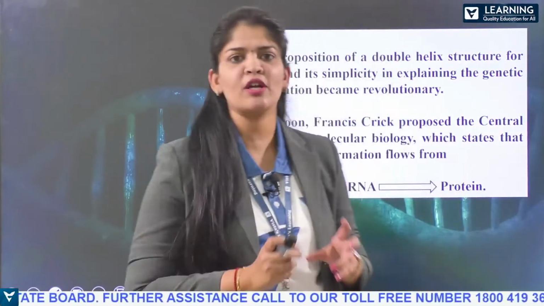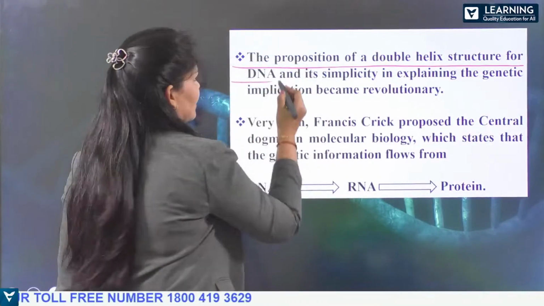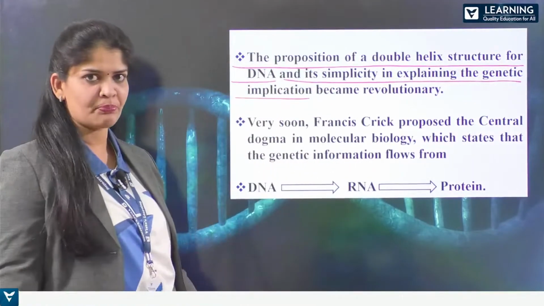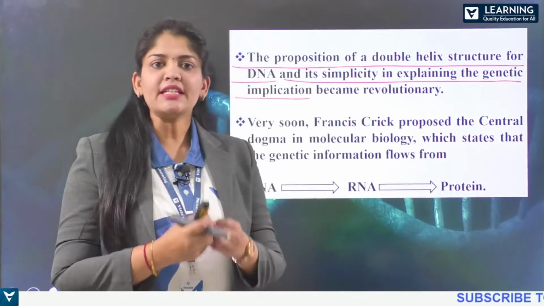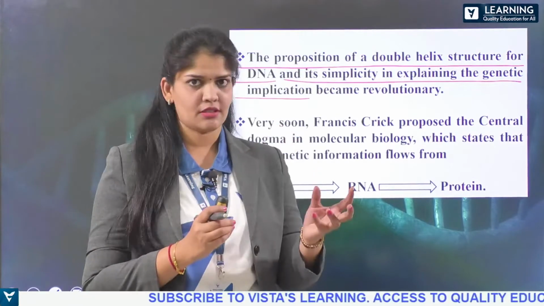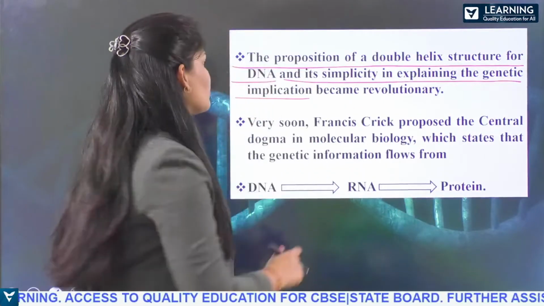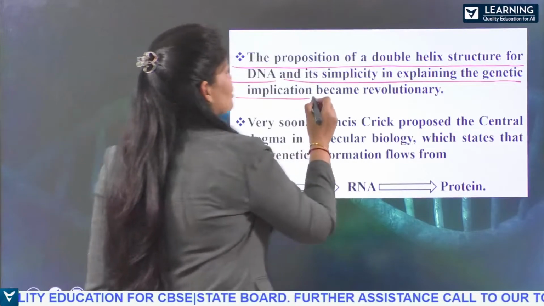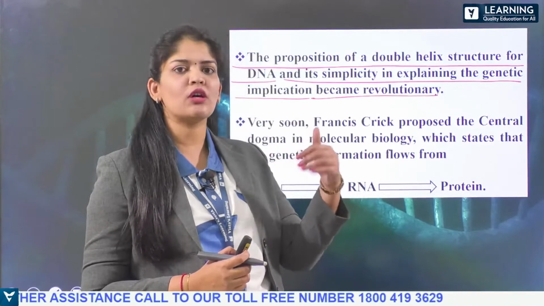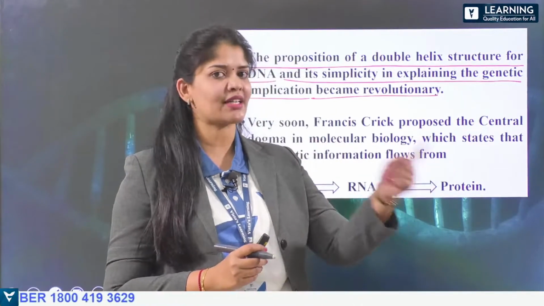0.34 nanometers. Now, the proposition of the double helical structure for DNA and its simplicity in explaining the genetic conclusions. By now we understand that the genetic material, that is DNA in most organisms, acts as a factor that stores the information needed to maintain the organism. And therefore, the understanding always becomes revolutionary. Our understanding keeps getting better with the understanding of the helical structure of the DNA, which acts as a genetic material.